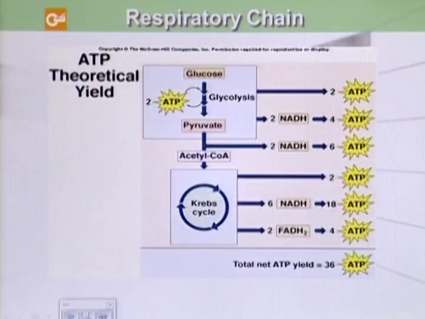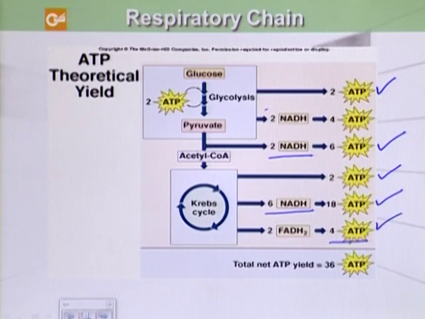Now we will discuss the overall theoretical ATP yield during the whole process of cellular respiration. We can see here that 2 ATP molecules are formed during glycolysis, and 6 ATP molecules are formed from these 2 NADH molecules during the conversion of pyruvate to acetyl coenzyme A, and then 2 ATP molecules are formed during the Krebs cycle, and then 18 ATP molecules are generated from these 6 NADH molecules, and 4 ATP molecules are again yielded from 2 FADH2 molecules.